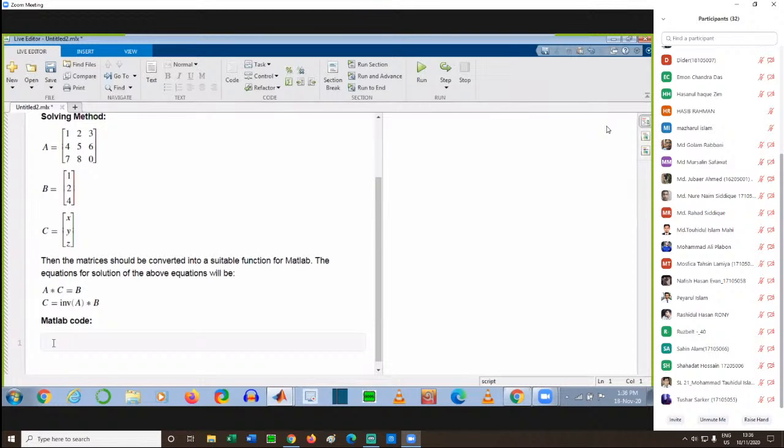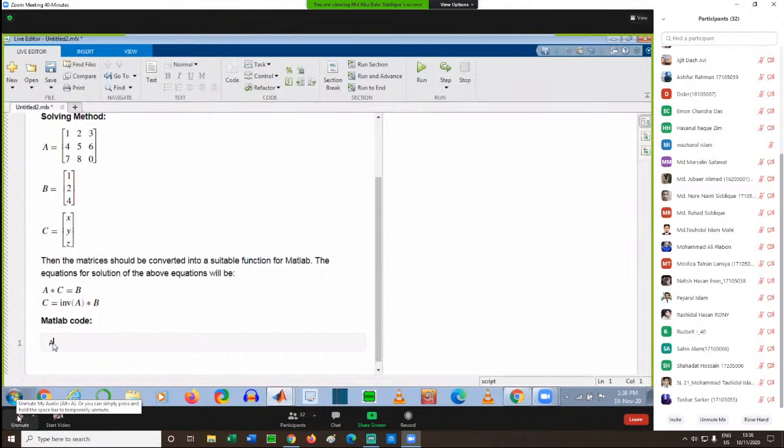Okay. So what is the code for A matrix? How can we define it? A equal. What do you have to write? A equal third bracket. We started this right at the beginning, sir. Third bracket, 1, 2, 3. Then space, then semicolon.